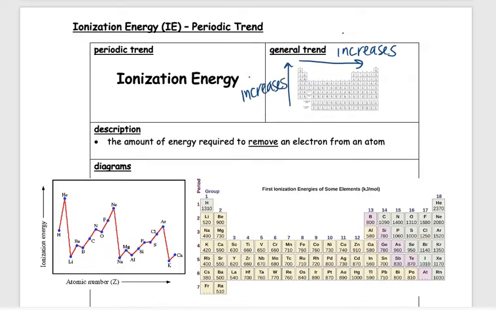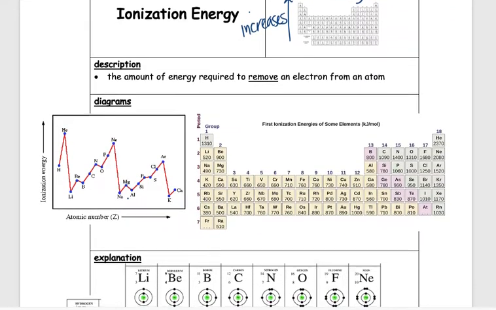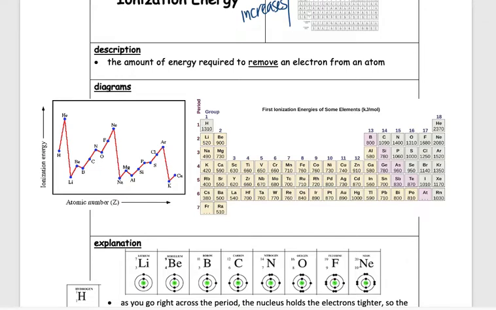Okay, so again, what is this? This is the energy required to remove that one electron off the atom. All right, so you saw the pictures here, and here's some numerical data. You'll see as you go across, it's increasing. As you go up, it's increasing. Okay, so why is that happening?